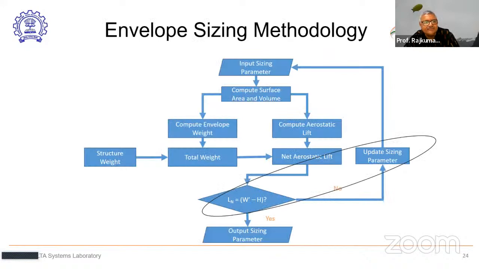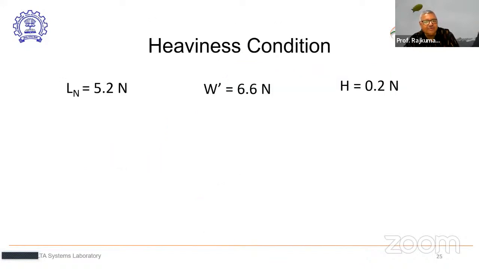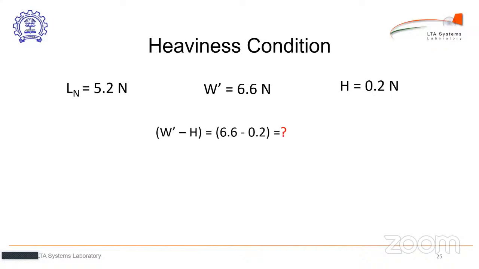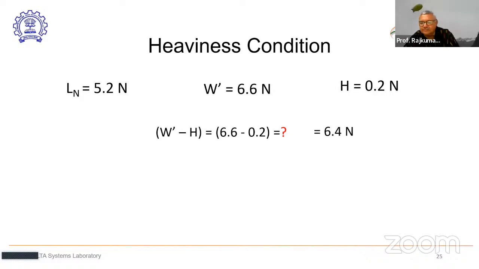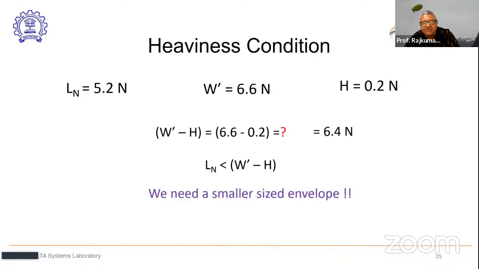Back to our procedure. Now the net lift is 5.2 newtons, W dash is 6.6 newtons, and H we want as 0.2 newtons. What is the value of W dash minus H? It is 6.4. So the lift of 5.2 newtons is less than 6.4, which means the net lift is lower. Do we need a smaller or larger envelope?